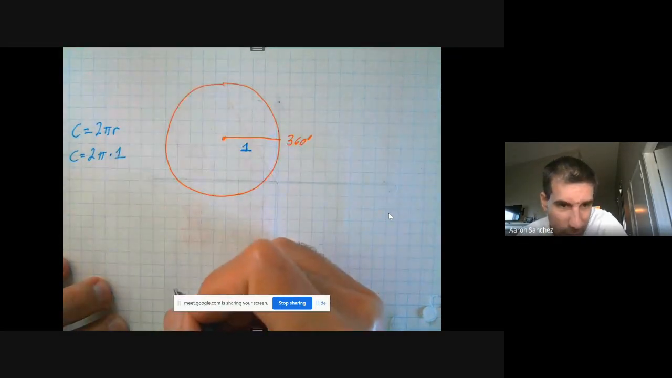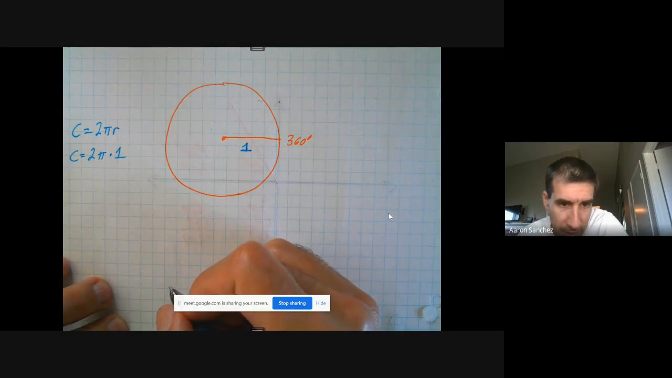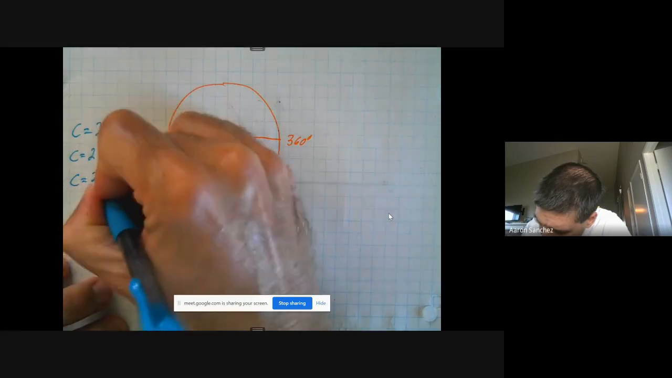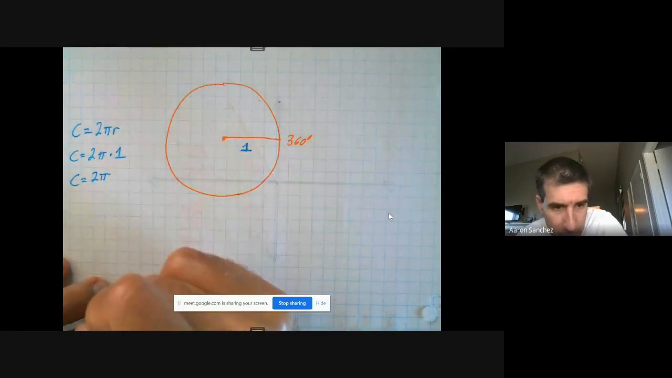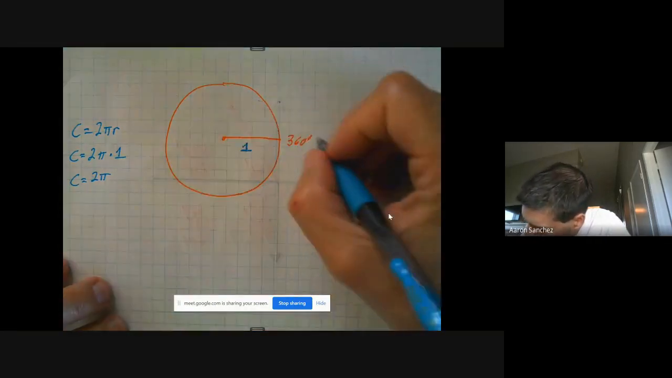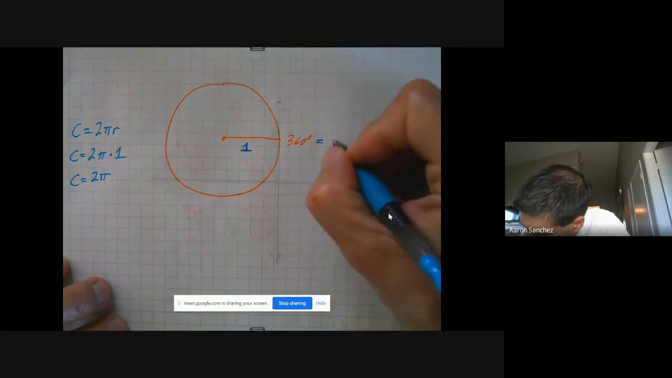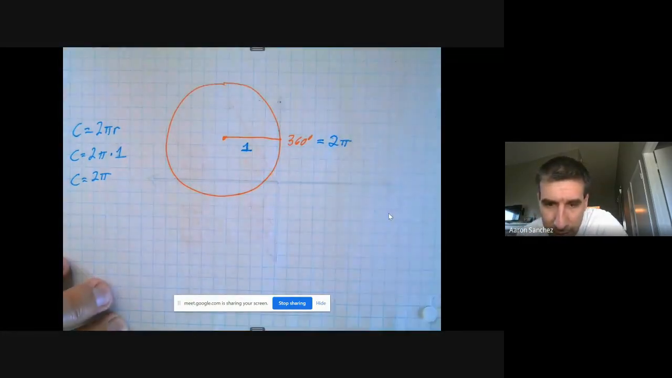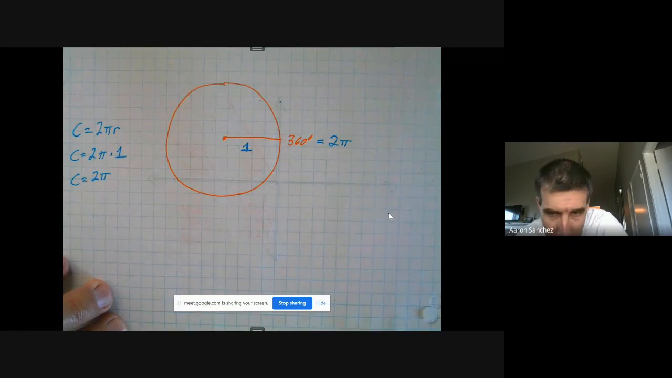This is how they figured out radians. This is how they did it. 2 times pi times 1. The circumference of this circle is 2 pi. That's what 2 pi times 1 is. So they said, hey, all the way around the circle is 360 degrees. It is also 2 pi. And then they decided to call those radians. So 360 degrees is equal to 2 pi radians.